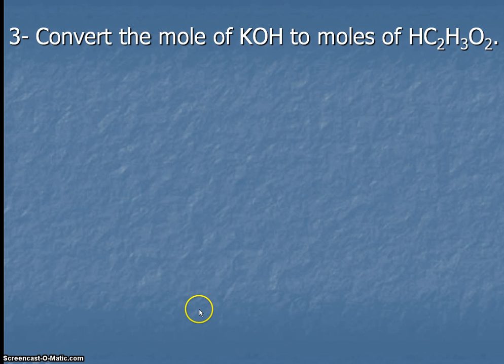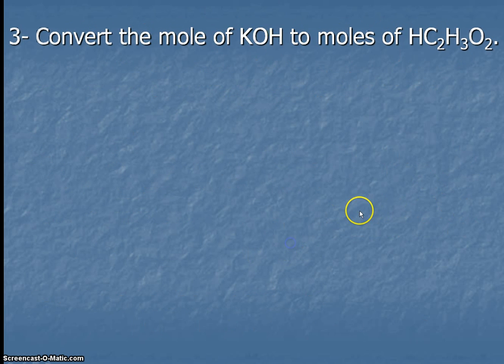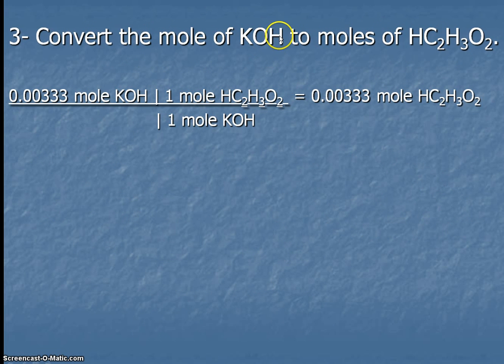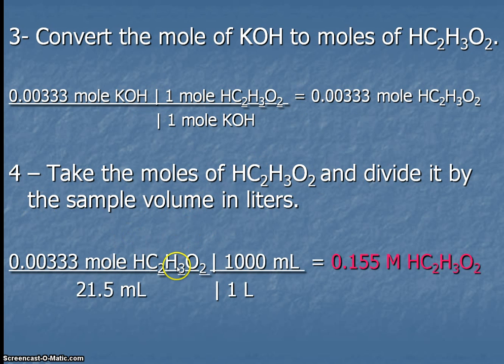Since this is a 1-to-1 relationship and everything's balanced, we could use M1V1 equals M2V2. If it's not a 1-to-1, then you're going to want to convert it and then go from there. So you can convert the number of moles of KOH to acetic acid. Since this is 1-to-1, they're the same. Then you're going to take the moles and divide it by the volume that you put in. So I put 21.5 milliliters, again change it to liters, and you'll end up with the concentration of your unknown. Now again, if it's a 1-to-1 relationship, you can use M1V1 equals M2V2, which is our dilution equation.